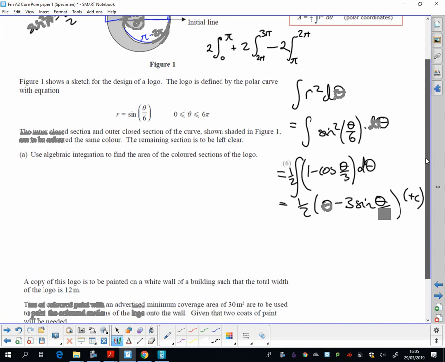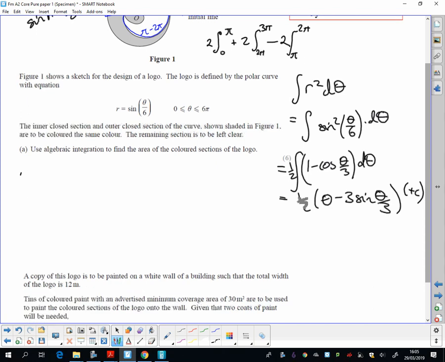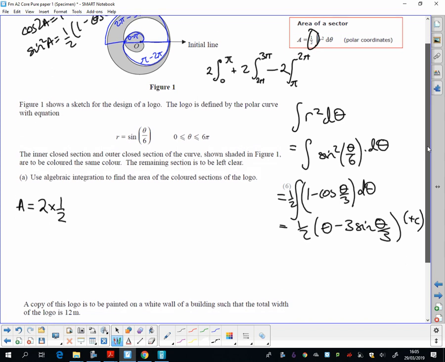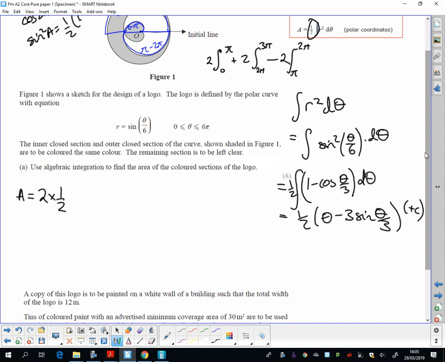Now I'm going to substitute that into my proper formula. So the area is going to be, now you can see I'm doubling all of my areas. I'll put that at the front. So that's going to be 2 times a half for the formula of a half integral of r squared d theta. And then I'm going to take my expression here, that's my integral. You can see that's got a half at the front, so I'm just going to move that to the half at the front.